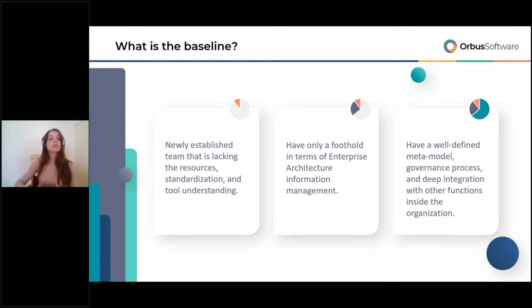And finally, there could be a team that already has a well-defined meta model, governance process, and deep integration with other functions inside the organization. For them, leveraging the out-of-the-box reporting might come second to leveraging the iServer365 API capability, for example, and the flexible meta model configuration that enables wide support for more advanced scenarios.